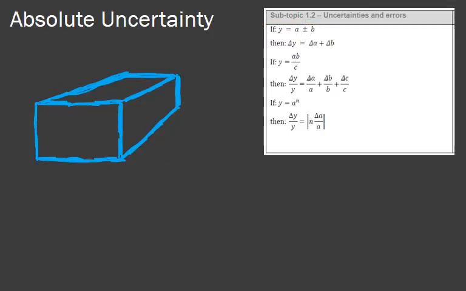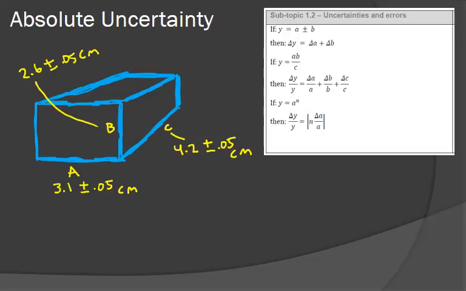All right, so what if we get the volume of this object here? Let's say we have our length A and length B and length C, just to make it a little easier for us as we look at the equation that we're going to use. Length A is 3.1 plus or minus 0.05 centimeters. Length B is 2.6 plus or minus 0.05 centimeters. And length C is 4.2 plus or minus 0.05 centimeters. And we want to find the volume.